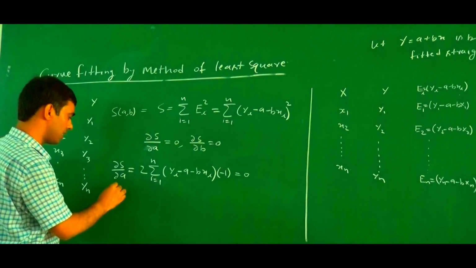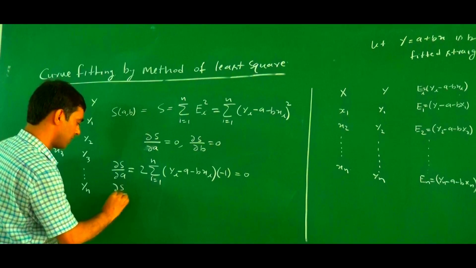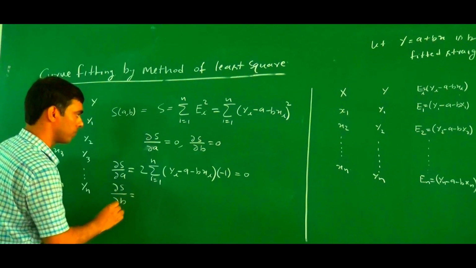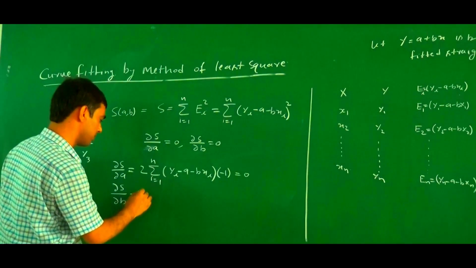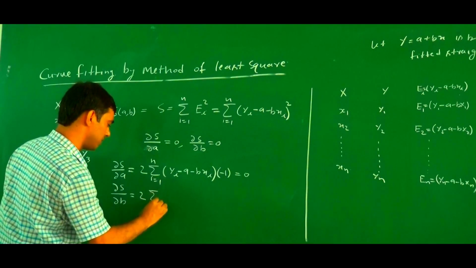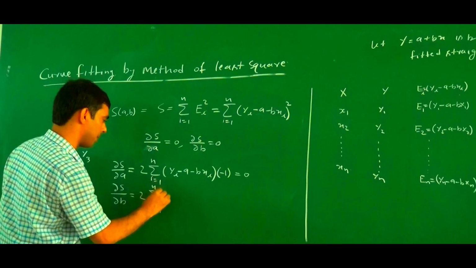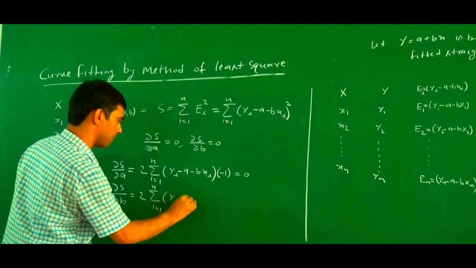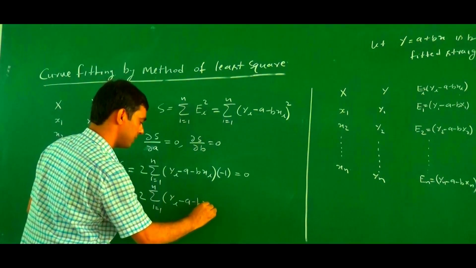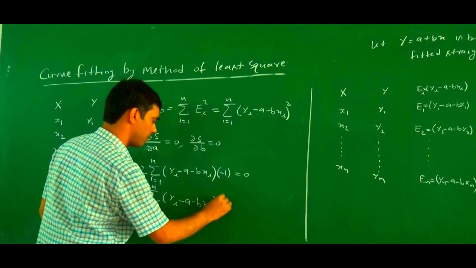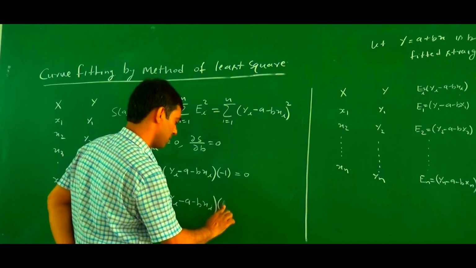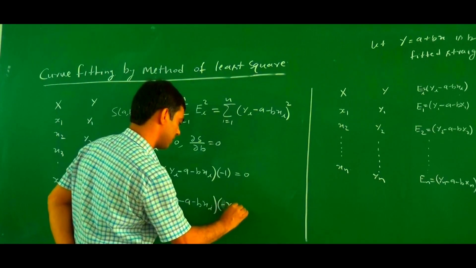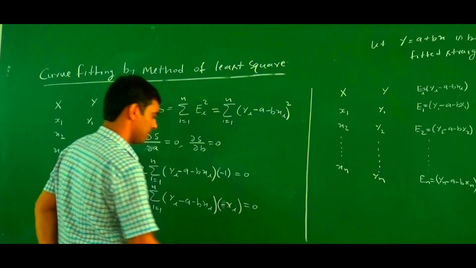Similarly, if we write del s upon del b equal what? Partial derivative with respect to b, then this becomes 2 times summation i equal 1 to n of (yi minus a minus b xi) to the power 1. And what is the coefficient of b? The coefficient of b is minus xi. So this one is the derivative with respect to b.